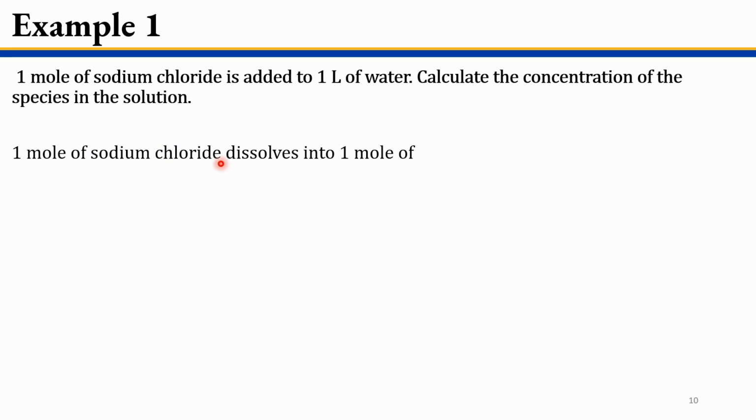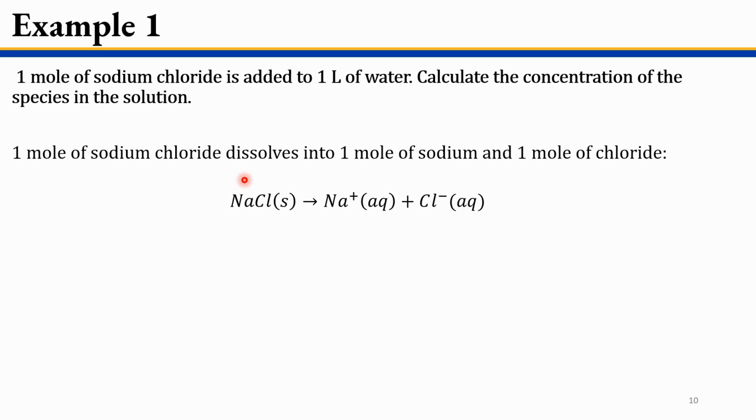1 mole of sodium chloride dissolves into 1 mole of sodium and 1 mole of chloride. This is represented by this equation. This says that NaCl in the solid phase, the S stands for solid, dissociates into 1 mole of Na+ plus 1 mole of Cl-. The AQ stands for aqueous, and notice that Na+, the sodium ion, has a positive charge, and chloride, Cl-, has a minus charge. The plus and the minus cancel out, and we have neutral.